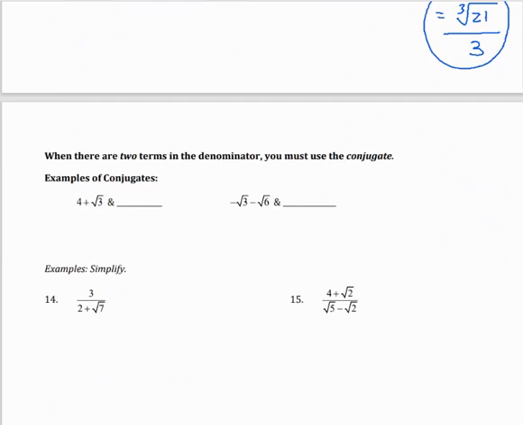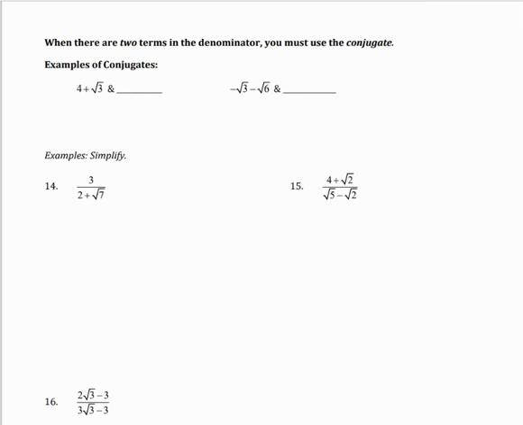All right, let's take a look at when we have two terms. When there are two terms in the denominator, we must use the conjugate. Okay, so our conjugate is where we just flip the middle term. So 4 plus root 3, the conjugate is 4 minus root 3. Negative 3 minus root 6 is still negative root 3, but now plus root 6. So just the middle sign changes.